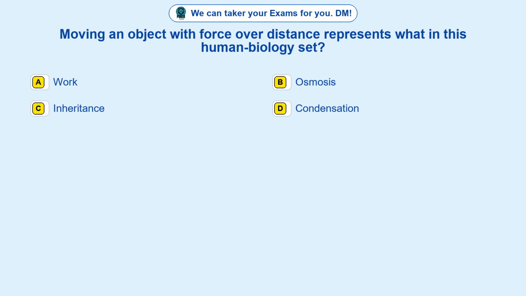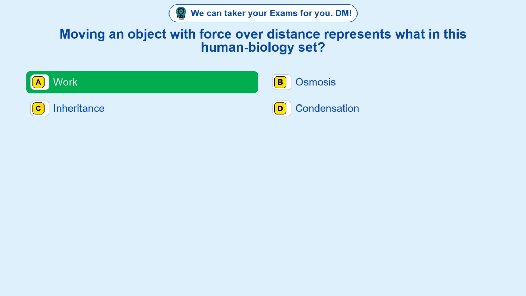Question 59. Moving an object with force over distance represents what in this human biology set? Option A, work. Option B, osmosis. Option C, inheritance. Option D, condensation. The correct answer is option A, work.